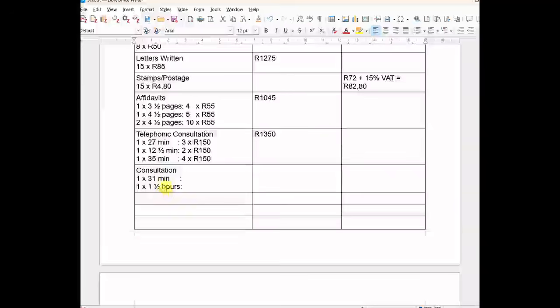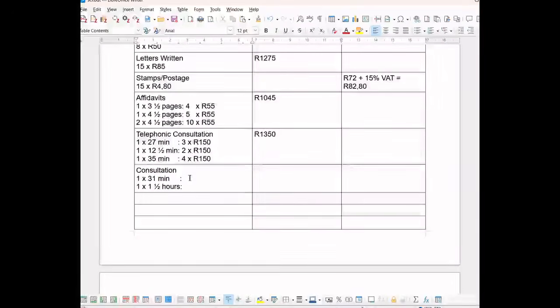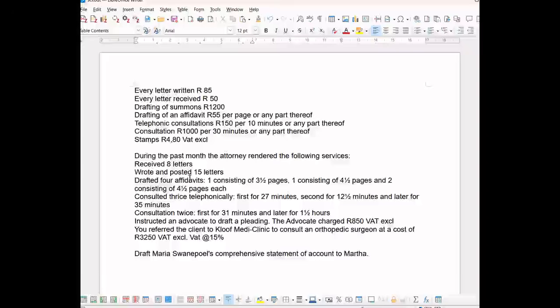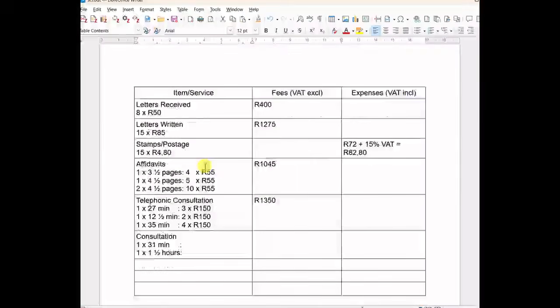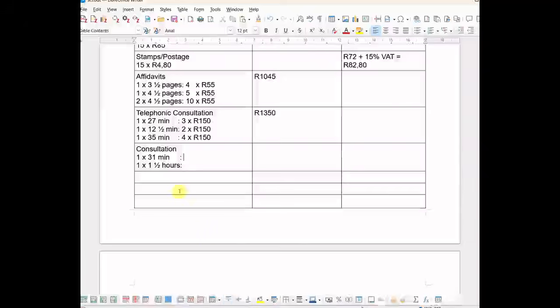So we have 31 minutes. So how many units of time do you think that is? Remembering that 1 unit of time is 30 minutes. So 31, if we take off the 30 minutes there, leaves us with 1 minute. And because we're doing part thereof, we have to charge the full price, even though it's only 1 minute. So that's going to be 2 units of time.